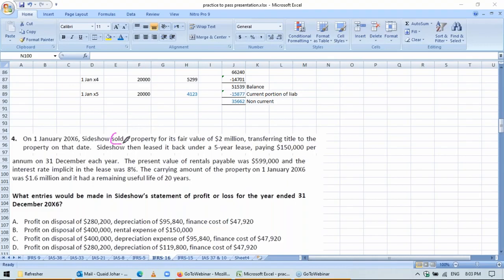See what they say. Slideshow sold a property. So first it sold the property, and then it obtained it back on lease under a 5-year lease. But please note that the remaining life of the property was 20 years, out of which the lease was only for 5 years. So before I go on to this question number 4, the sale and leaseback transaction, let's have a short break of 5 to 10 minutes.